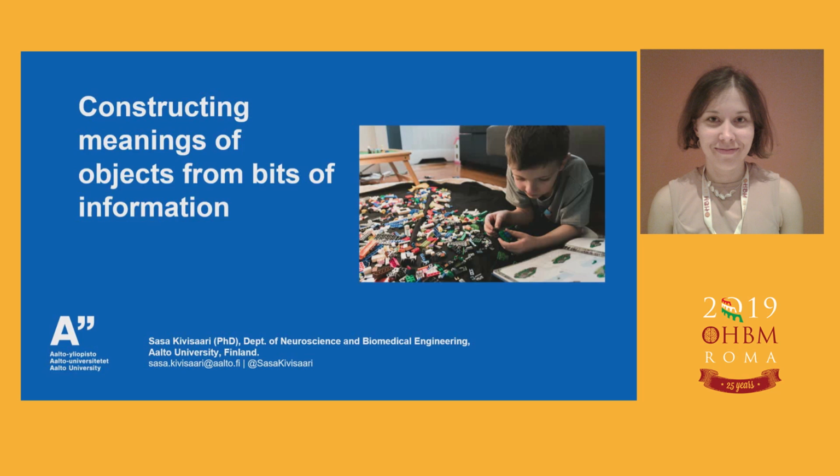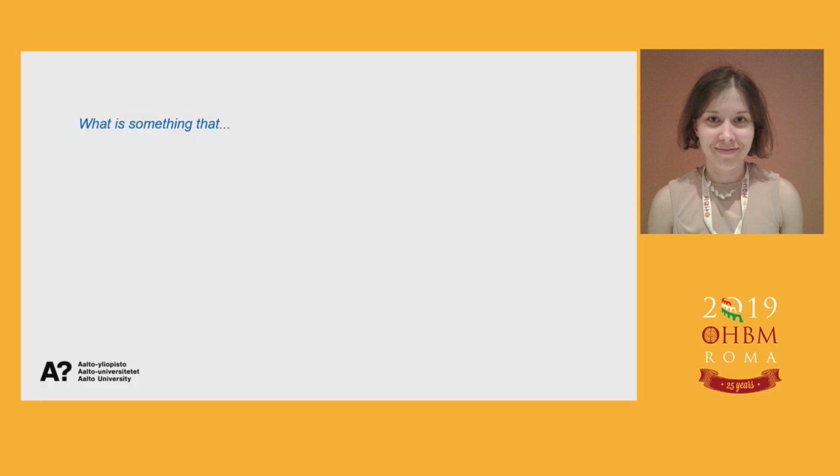I'm from Aalto University in Finland, and I'm going to introduce our study where we asked how the brain uses bits of information to construct rich meanings of objects. We are all experts in using fragmented information in our environment and understanding its meaning. So, for example, we can easily identify a dog based on the sound of barking or the glimpse of a wavy tail. And as kids, most of us have played some variety of a guessing game.